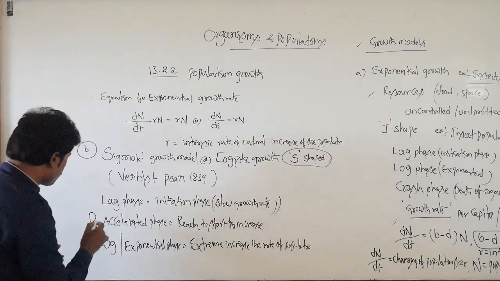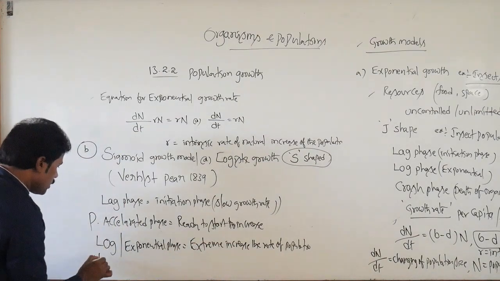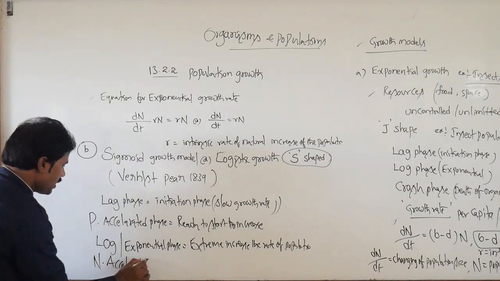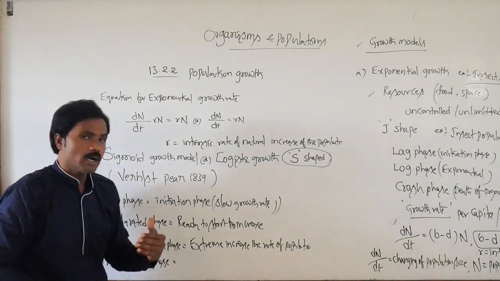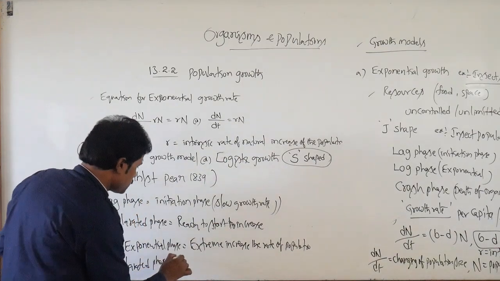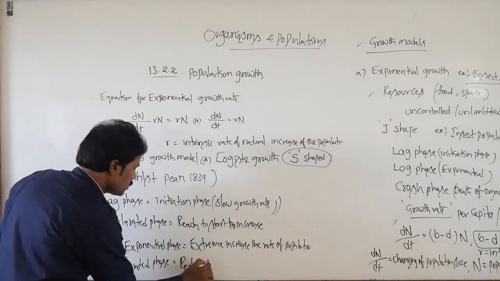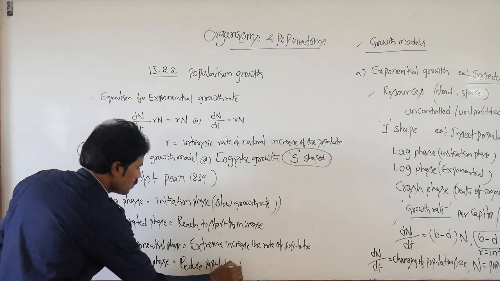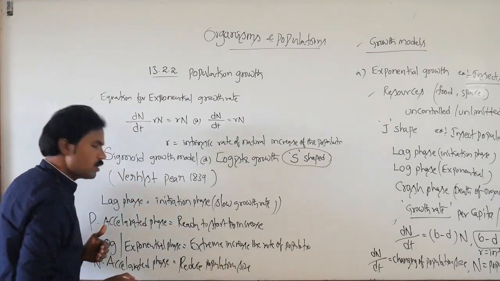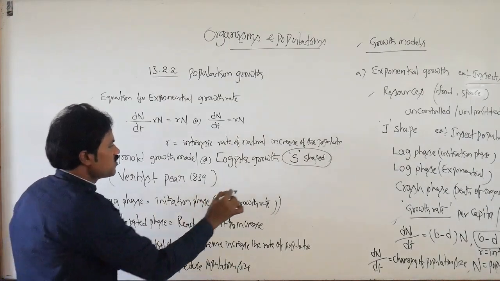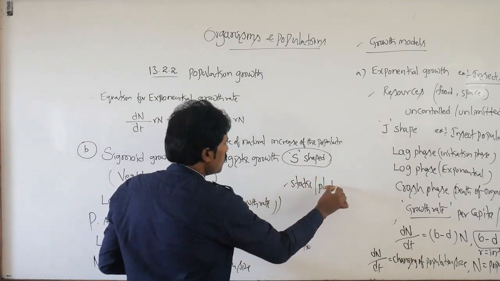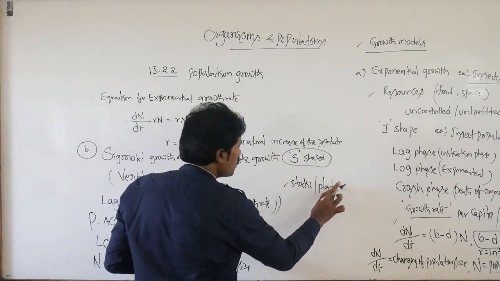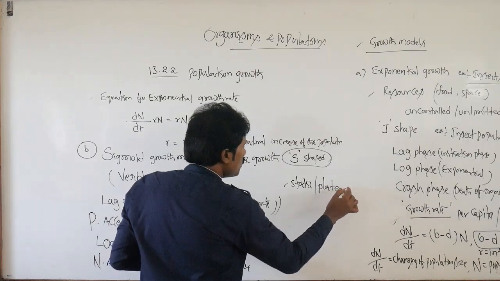Again, negative, it is present, negative, accelerated phase. Again, to reduce the population size. Then the static phase. The last phase is the static or plateau phase.